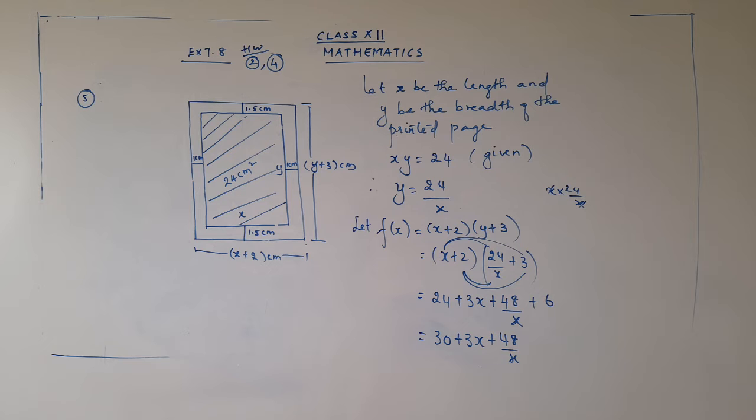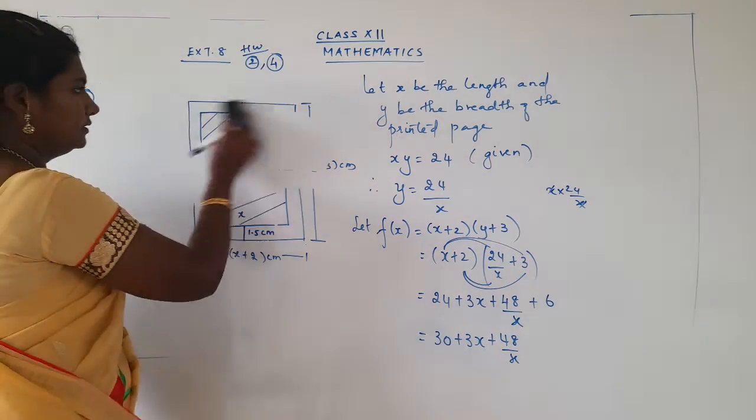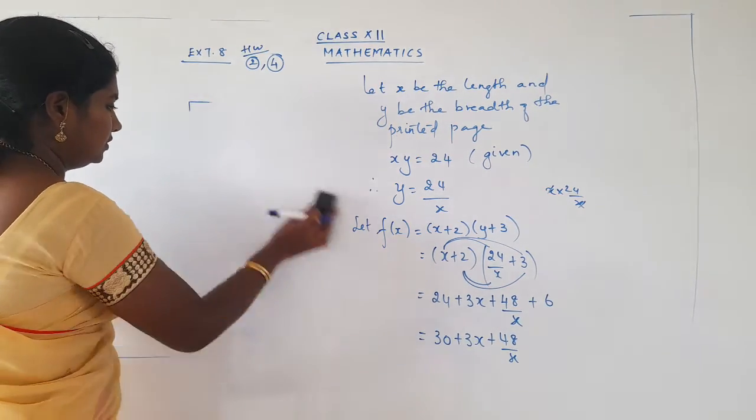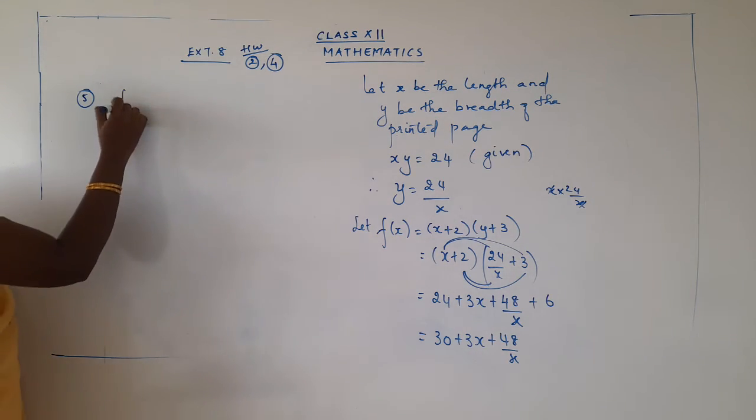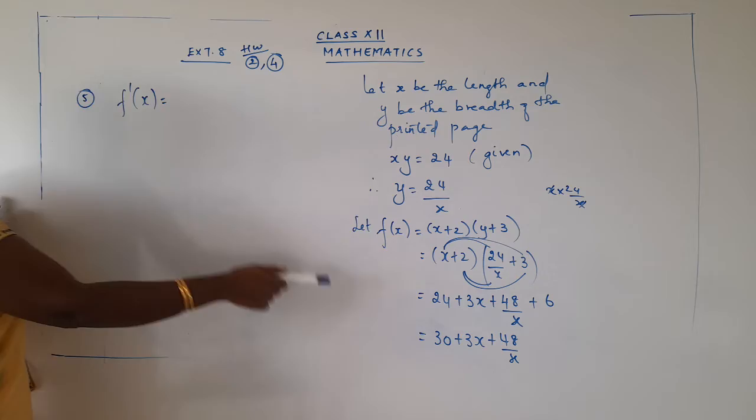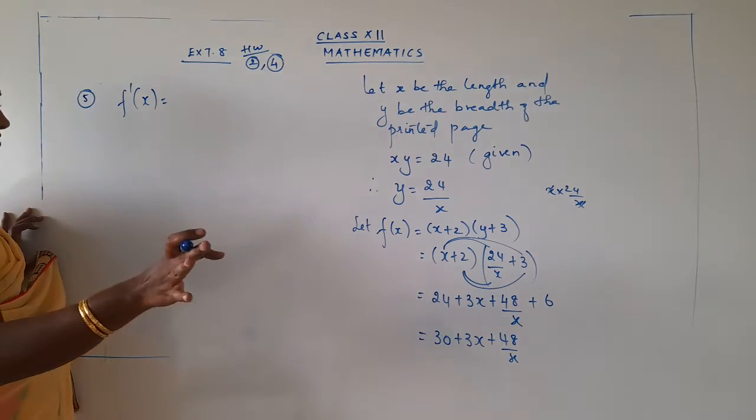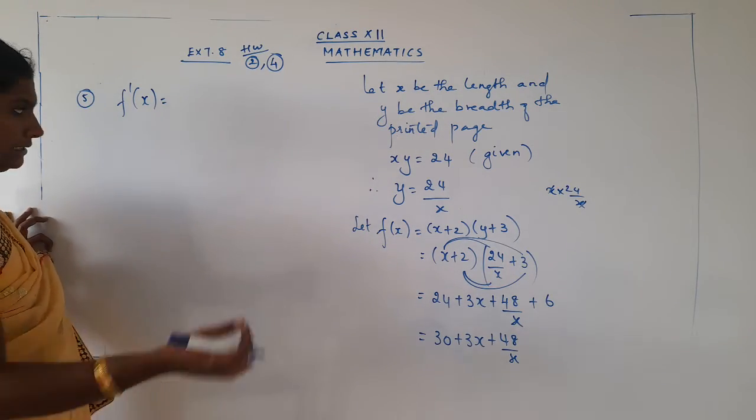Okay, after finding f of x, what do we have to do? We have to find f dash x. I just have the figure, I hope you have taken down the figure. So I'll write out now f dash x. Derivative of 30 is 0, constant number. 3x, 3.